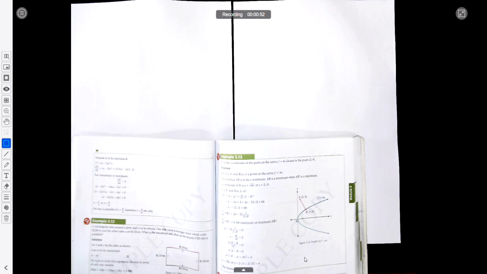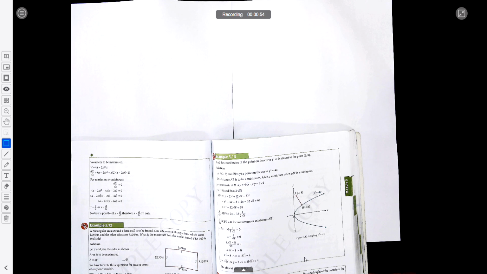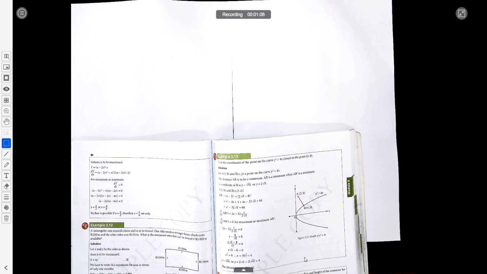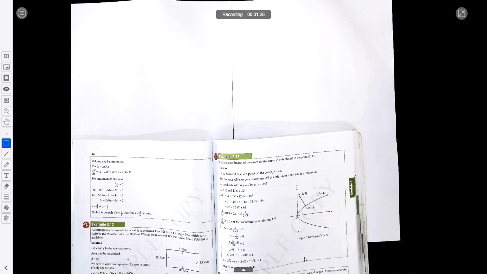That example. So 3.12, it says a rectangular area around a farm stall is to be fenced. So now we're talking about fencing here. So already we must start thinking of surrounding maybe a yard, or let's say the farm. One side needs a stronger fence, which costs 250 rands per meter, and the other side costs 150 rands per meter. So which means the other side costs 150, but one side needs to be stronger, it costs 250.